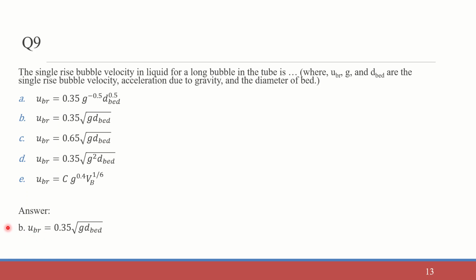UBR, that is the single rise bubble velocity in a liquid, is equal to 0.35 into square root of G into d bed, where d bed denotes the diameter of the bed and G is the acceleration due to gravity, and UBR is the single rise bubble velocity. The answer is option B.